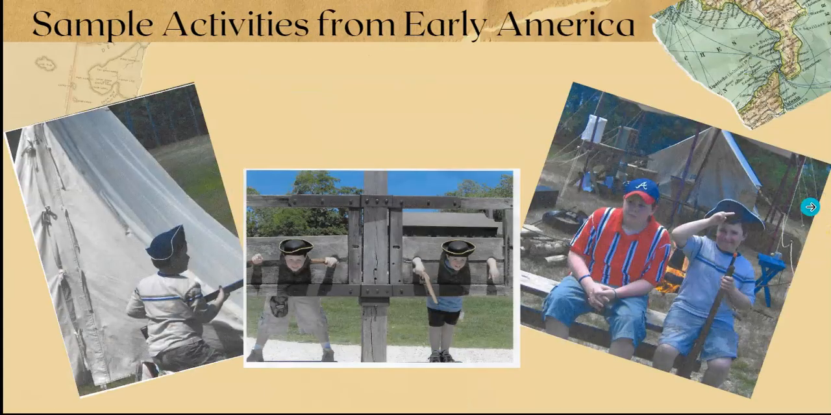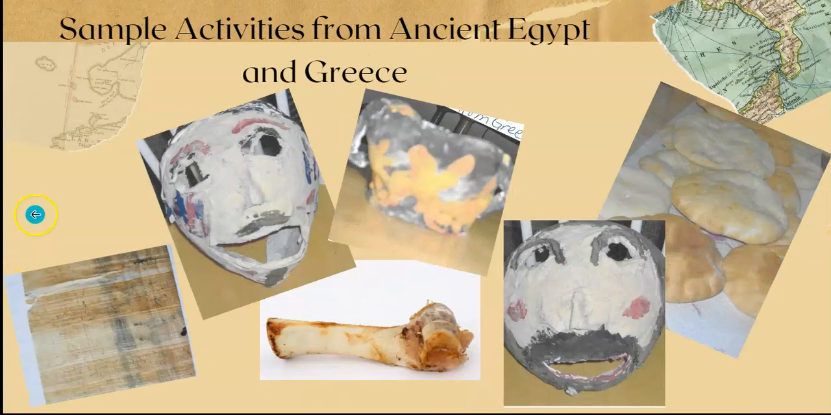We had some other activities, as I said, from ancient Egypt and Greece. We made our own papyrus paper. We made these Greek masks. We made a Grecian urn. We also made our own pita bread from scratch. And we mummified chicken bones for ancient Egypt.